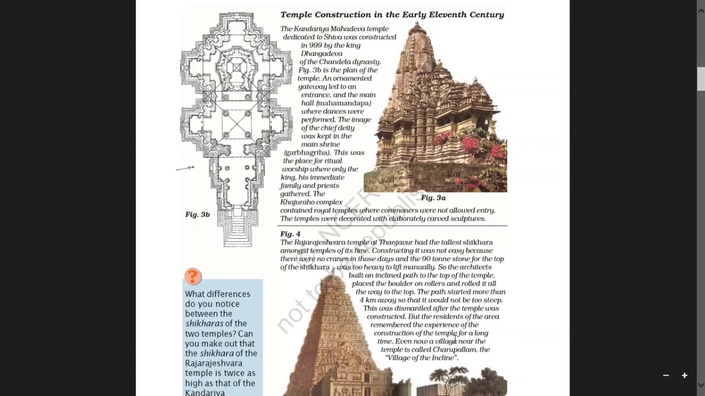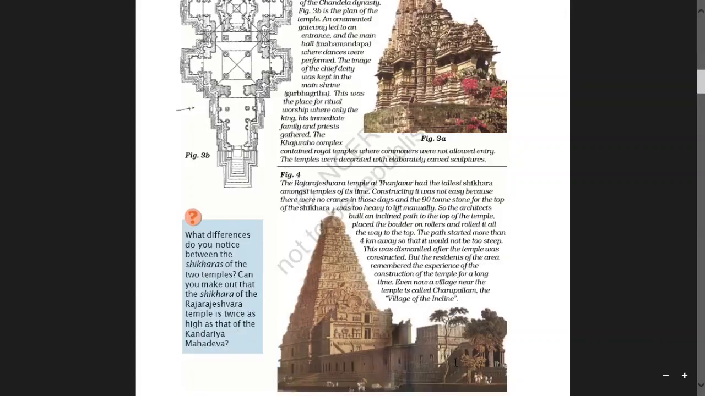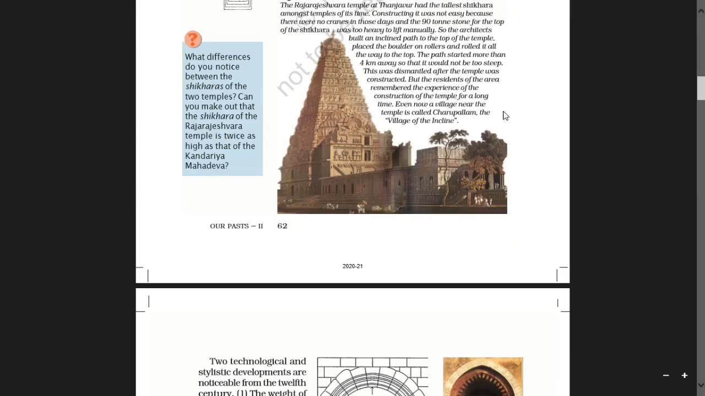Even now, a village near the temple is called Charupallam, the village of the incline. Even now there is a village near that very temple, the temple of Tanjavur here, boys. So, the name of that village is called Charupallam. Okay, it is the village of the sloping area. It is yet there.